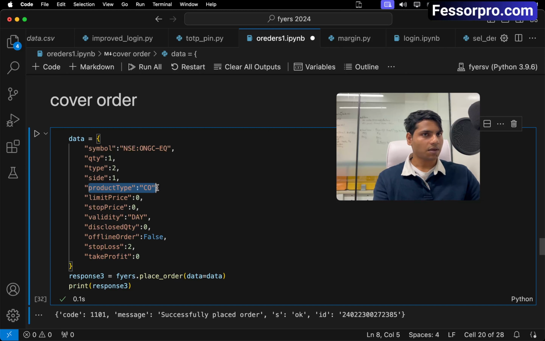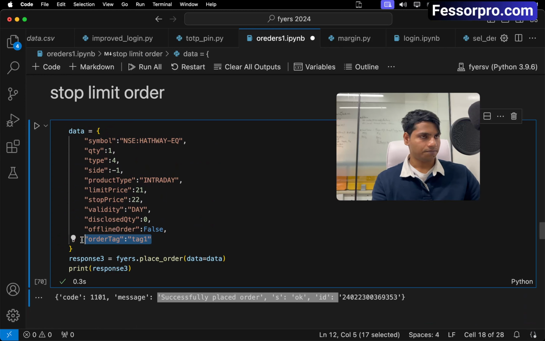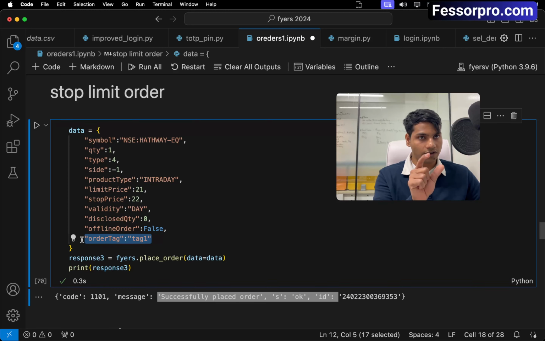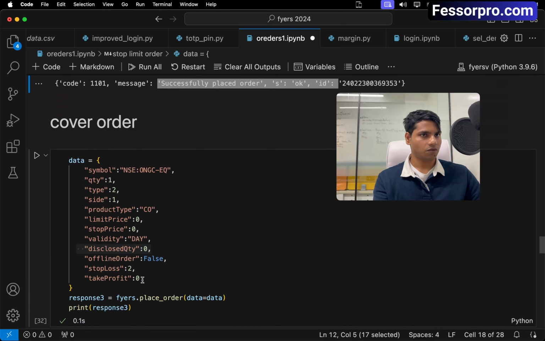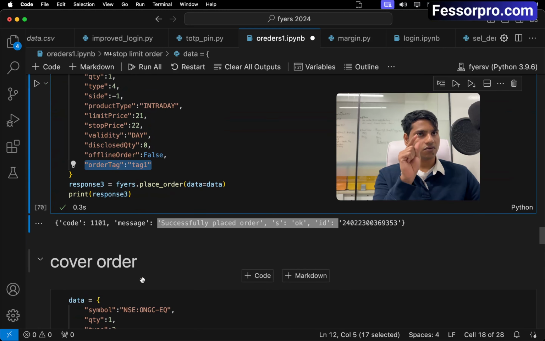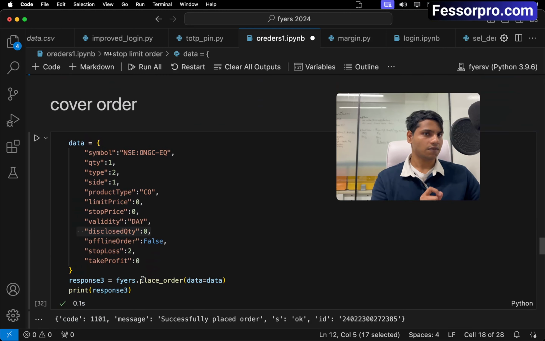Now product type you need to change. You need to change this to CO. CO means cover order. Then limit price and stop price, you will not do anything. Validity, you'll write day. Disclosed quantity is 0. Now one important thing, in your normal order, you can have an order tag. Order tag is like information that you can send inside the order. Now this order tag should not be there in a cover order. See, I have removed the order tag. This is one important thing you should remember, that you cannot have an order tag if you're having a cover order.